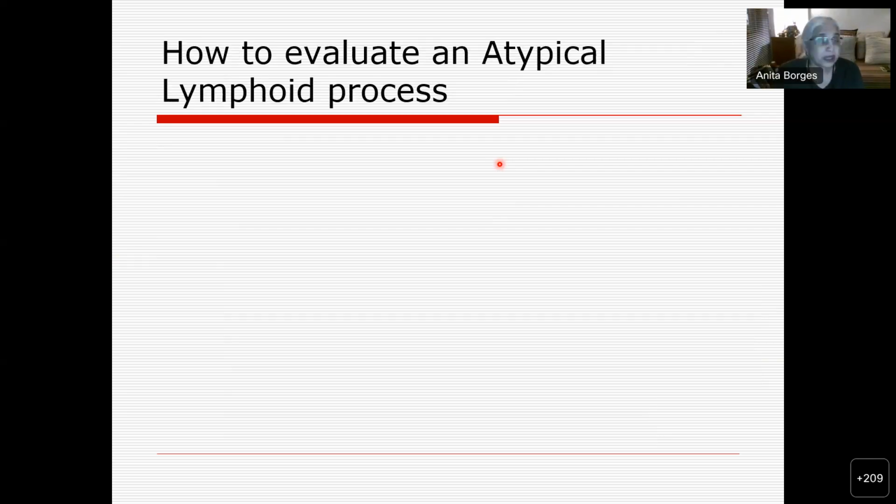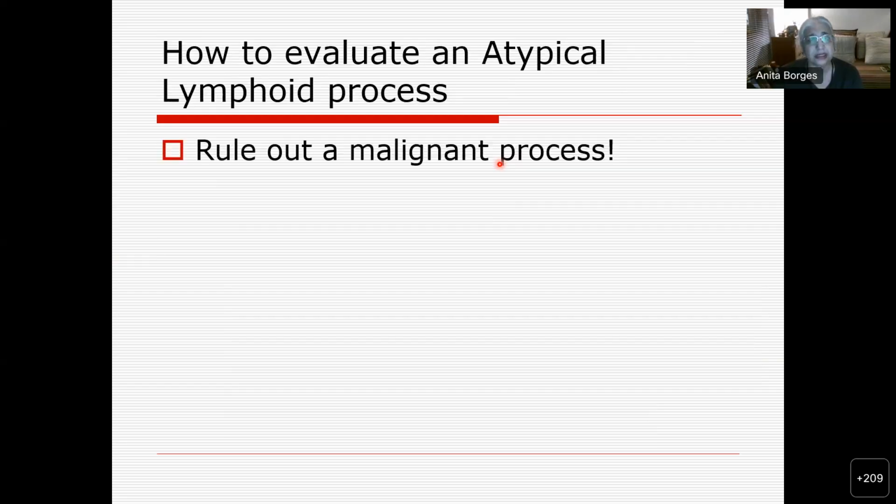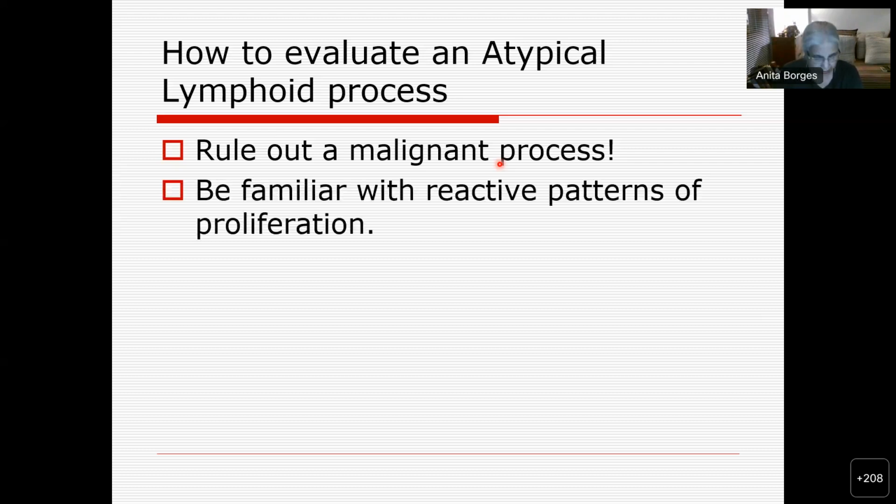Very good. Now we come to how to evaluate an atypical lymphoid process. The first thing is to rule out a malignant process. And you'll say, how do I rule out a process? Well, I told you before, you have to evaluate all the compartments. You have to do your homework with regard to immunohistochemistry. You have to look out for the cells of interest and look at them clearly. In most cases, 7 out of 10, you will be able to rule out a malignant process. And to do that, you must be familiar with reactive patterns of proliferation.